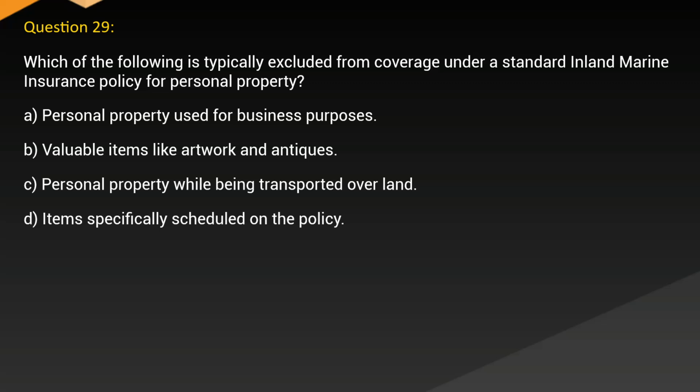Question 29. Which of the following is typically excluded from coverage under a standard inland marine insurance policy for personal property? A. Personal property used for business purposes. B. Valuable items like artwork and antiques. C. Personal property while being transported over land. D. Items specifically scheduled on the policy.